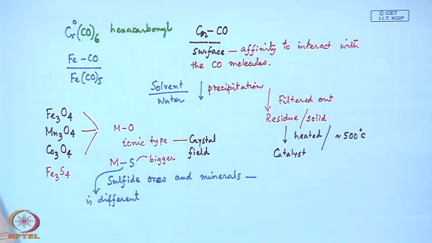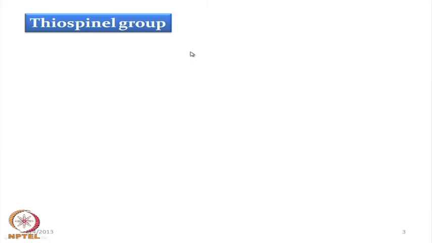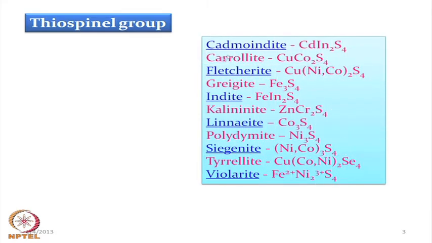So, a large number of these thiospinel molecules are available, and we start from cadmoindite, cadmium indium sulfide. So, we have cadmium, indium is there, that is why it is cadmium indium 2 S4. So, it is like zinc, and the indium is in trivalent state. So, we have one particular arrangement for this within the sulfide lattice.